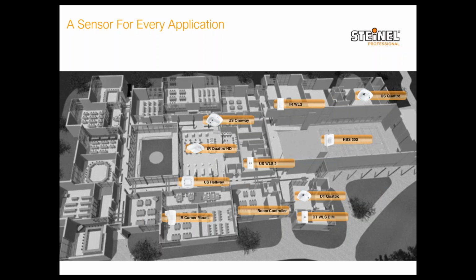For the office area on the bottom right, you can see that we are recommending ceiling mount dual tech sensors, and for the individual offices, dual tech wall switches with dimming function. Single stall restrooms, we recommend an ultrasonic wall sensor. Hallways, we recommend the ultrasonic hallway sensors.